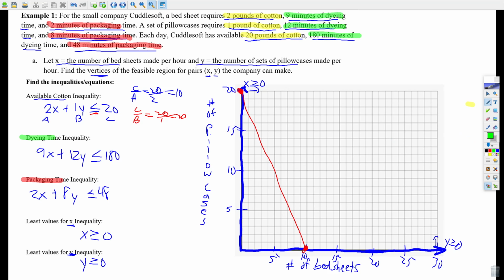All right, next one. Let's go to the green. We'll do a shortcut again. A, B, C. C over A is 180 divided by 9. That's 20. So the x-intercept is 20. That's right here. The y-intercept is C over B, which is 180 divided by 12.